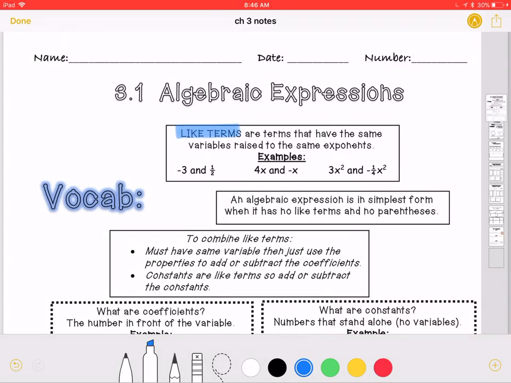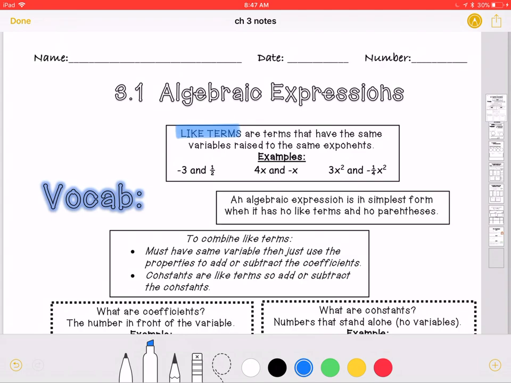Like terms are terms that have the same variables raised to the same exponents. We say that they're alike. So any numbers that stand alone, like -3 and 1/2, those are examples of like terms. We call those constants. They're just our numbers. Numbers are alike. We can combine them, which I'll share how to do in a few.